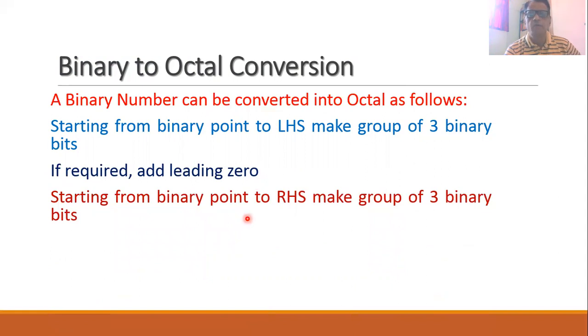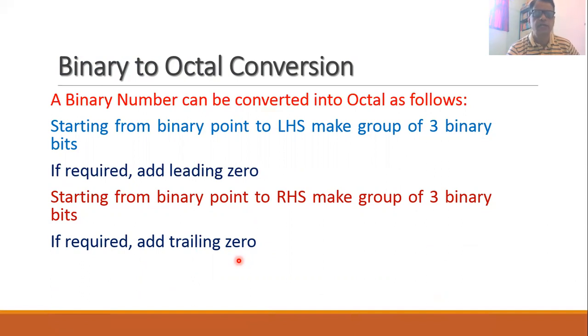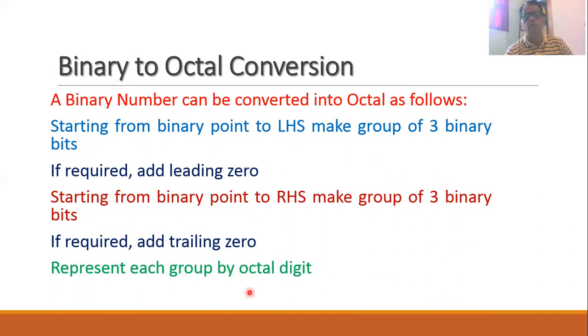Now if your binary number consists of some fractional part, then you can start again from the binary point to the right hand side and again go on making groups of 3 binary bits. Here also you will find that sometimes the binary bits are not sufficient, and in such a case we may require to add some trailing zeros. Now you will find that there are groups of binary bits, and every group contains only 3 bits. Now you can represent each individual group by 1 octal digit.